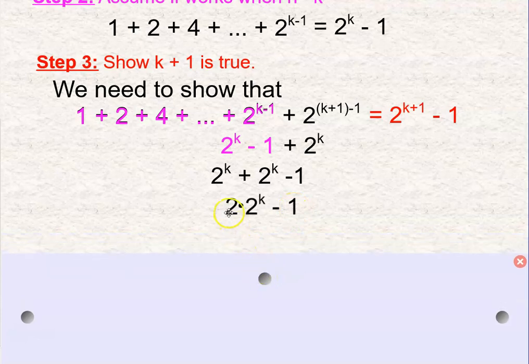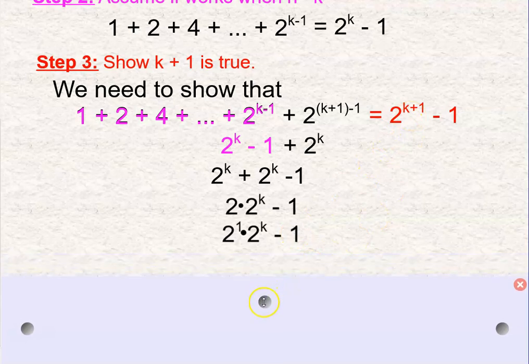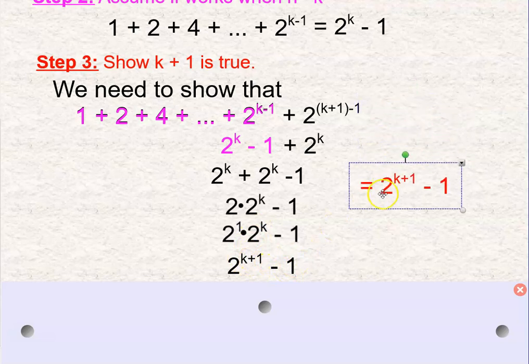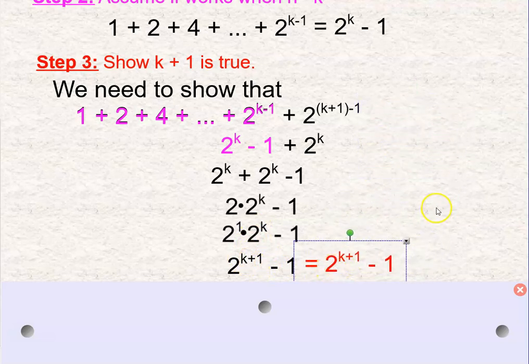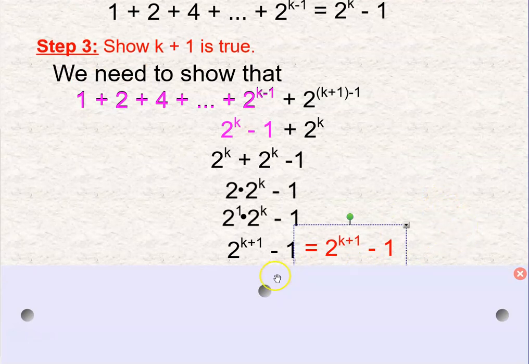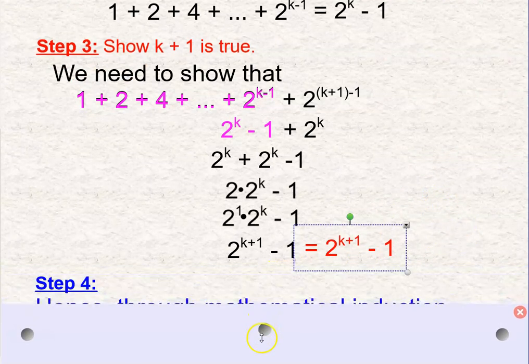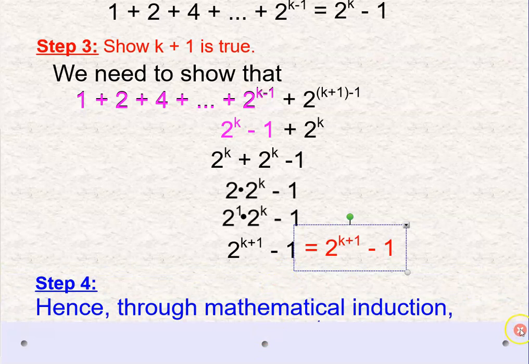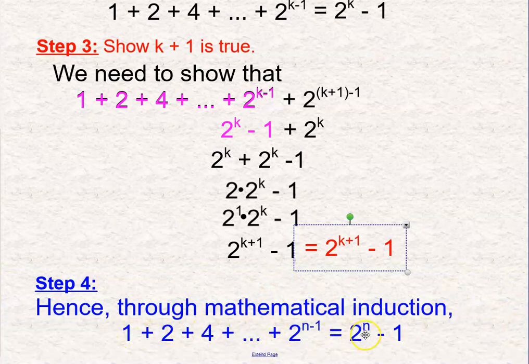Now, let's look. You notice that these bases are the same? Do you notice that this is 2 to the first times 2 to the k minus 1? Look at what we're trying to get at. And so if I do the math here, I have the same bases, so the rule is I add those exponents. Did we? We did. Look, we made it match. And so we can end this proof in step 4 with this statement. Hence, through mathematical induction, the original hypothesis is indeed true.